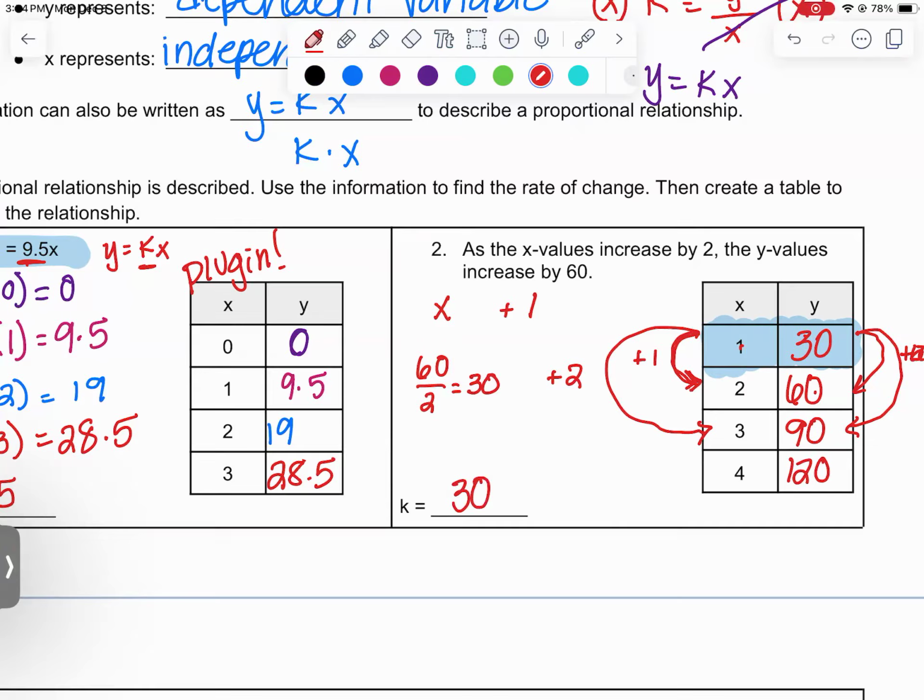This one actually was tricky to me because I was thinking, okay, x increases by 2 and y increases by 60, but really all we're doing is we're finding the unit rate or the constant, and then we're using that to fill in our table. Go ahead and flip your page, pause if you need to, and then we will keep going.